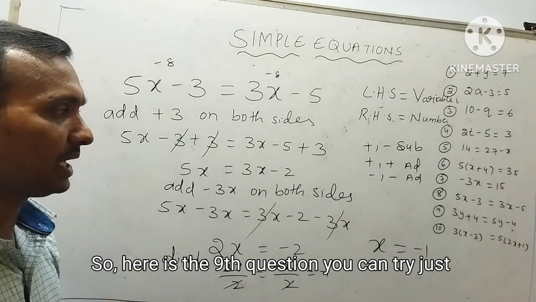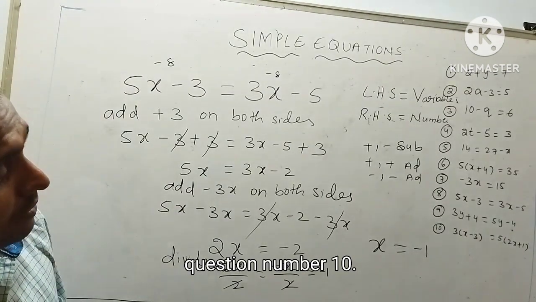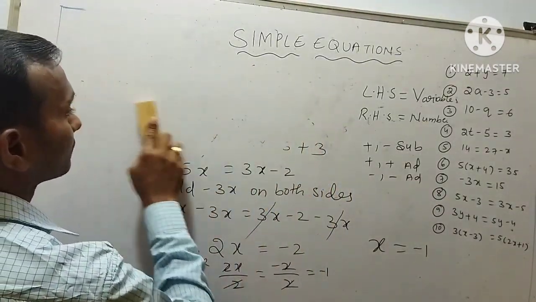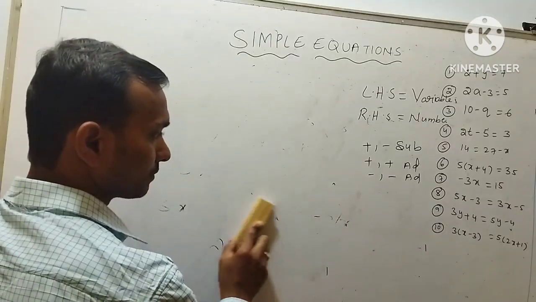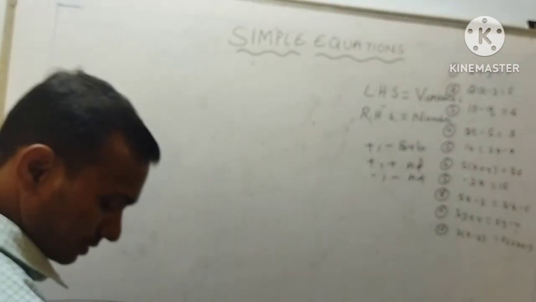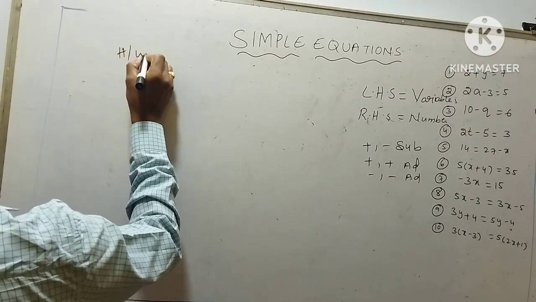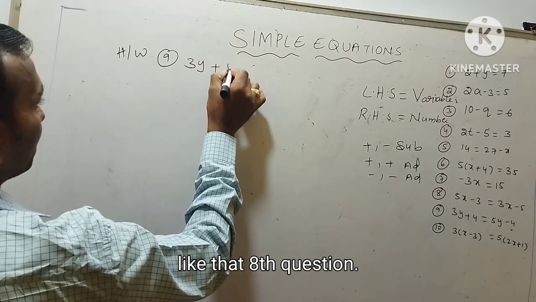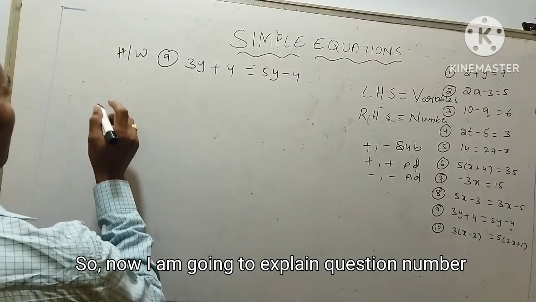So here is the 9th question. You can try just like that 8th question. I will explain the question number 10. The question is there, that you do as homework. Try that 9th one, just like that 8th question. So now I am going to explain question number 10.